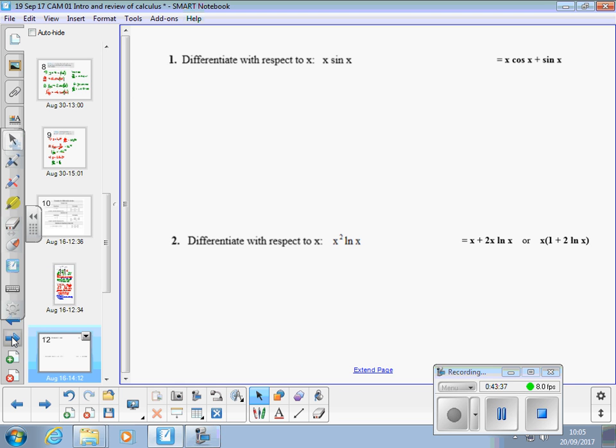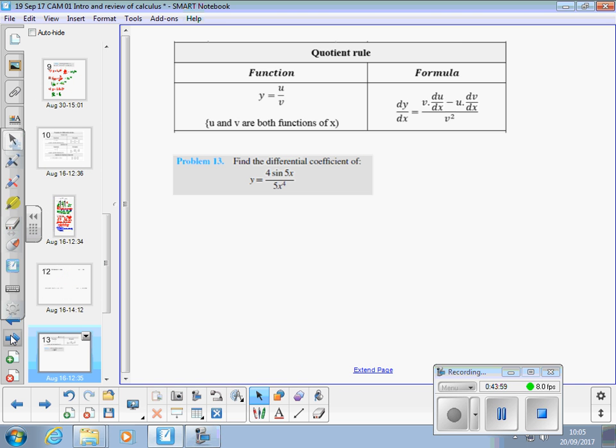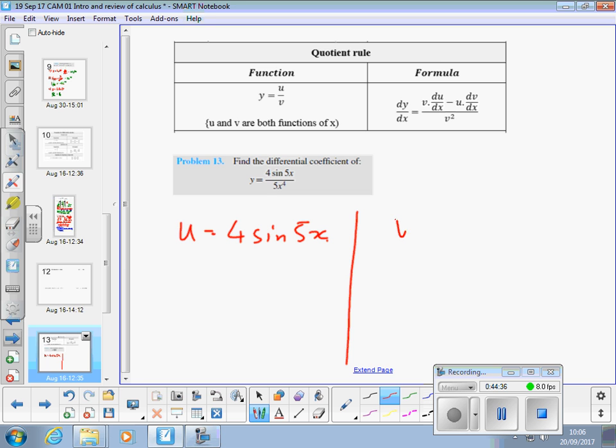Yeah, this is the result you're looking for. Now the next one is 4 sine 5x divided by 5x to the 4. We need to use this quotient rule.